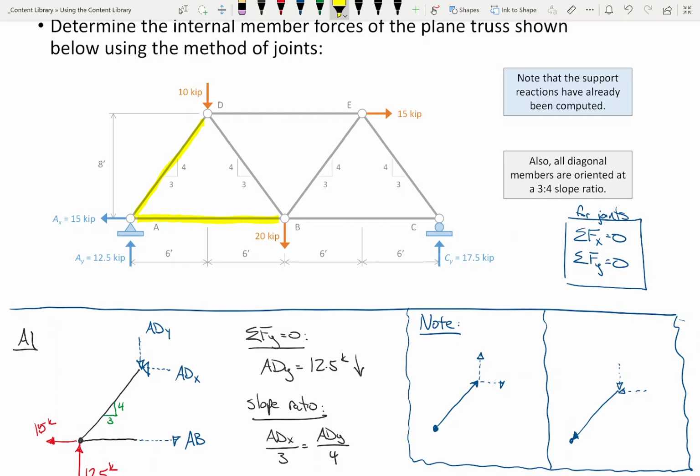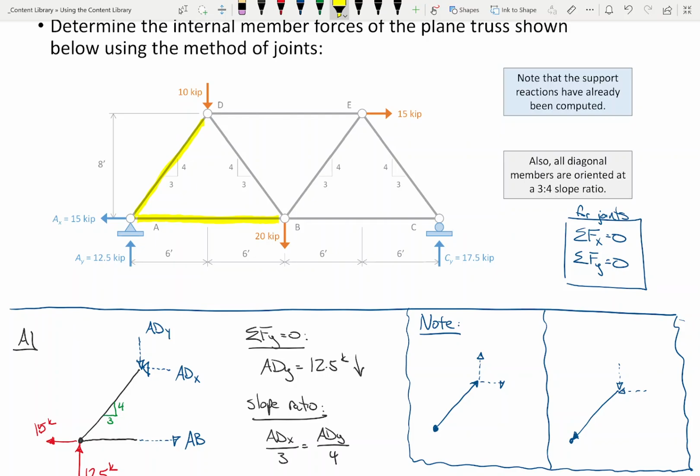Speaking of, could I go ahead and do joint E right now? Joint E? No, because it also has 1, 2, 3 unknowns. What about joint C? Could I do joint C? Yeah. I could do joint C. Nothing's stopping me from joint C. What about joint D? Yeah. I could do joint D too. I could do either joint C right now or joint D right now.